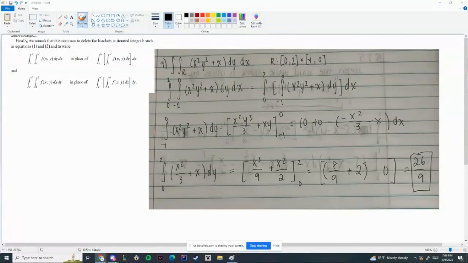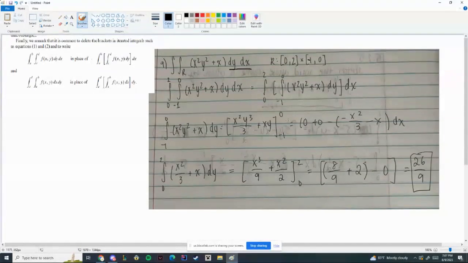Alright, so I'm doing 5.1.9, and this question is asking for a double integral of x squared y squared plus x dy dx. And from what we learned yesterday, if it's dy dx, the format for the double integral is going to be a, b, and c, d for the inner integral. So we're going to integrate the inner integral from -1 to 0 of x squared y squared plus x. And from that, we get x squared y cubed over 3 plus xy.